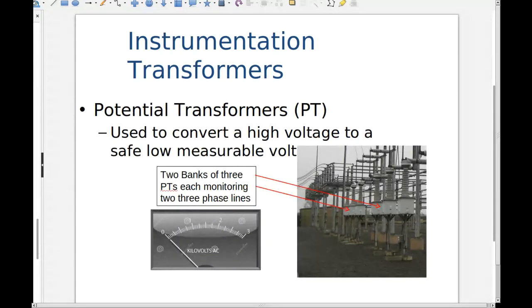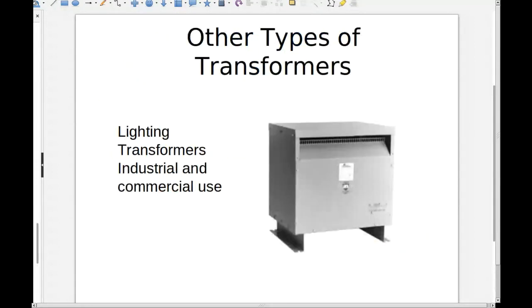All right, so these potential transformers here are kind of doing the same thing. They're using it to convert a very high voltage down to a lower voltage, just so we can measure the voltage and monitor what the voltage is.